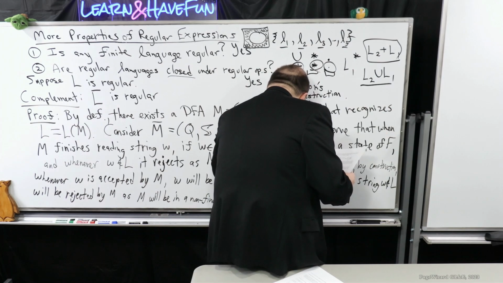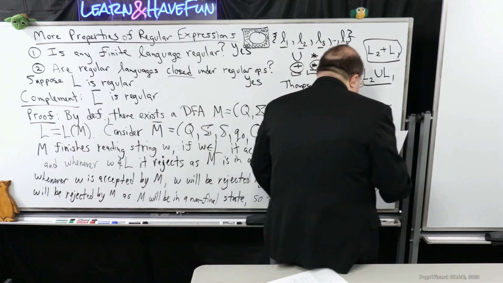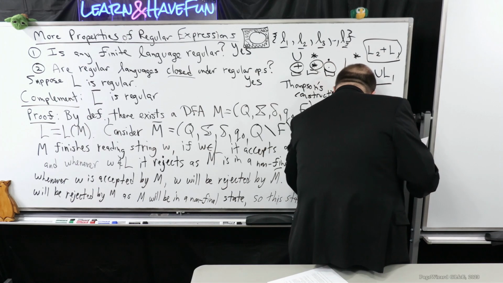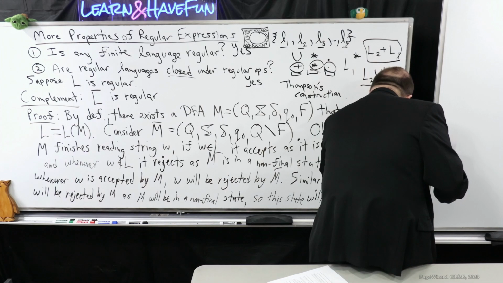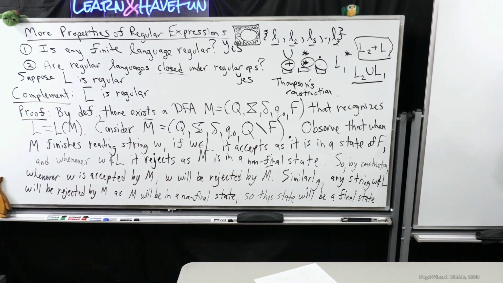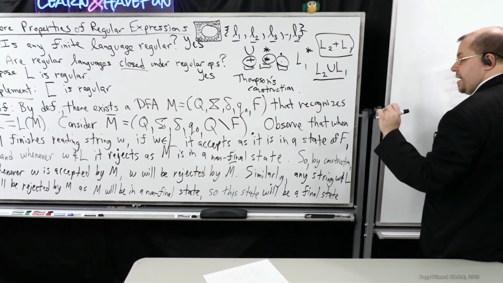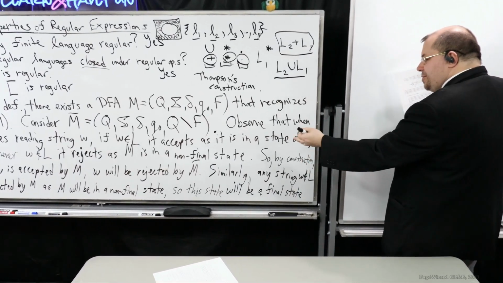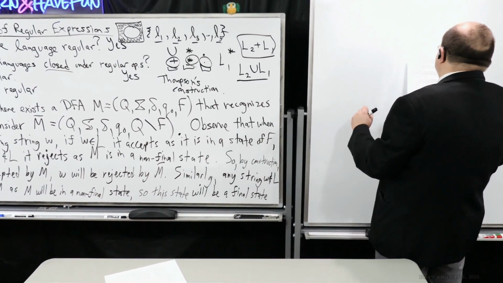So this state will be a final state in M bar, right? Similarly, any string W not in the language L will be rejected by M, as M will be in a non-final state, right? So the state it would be going to will be a final state in M bar.